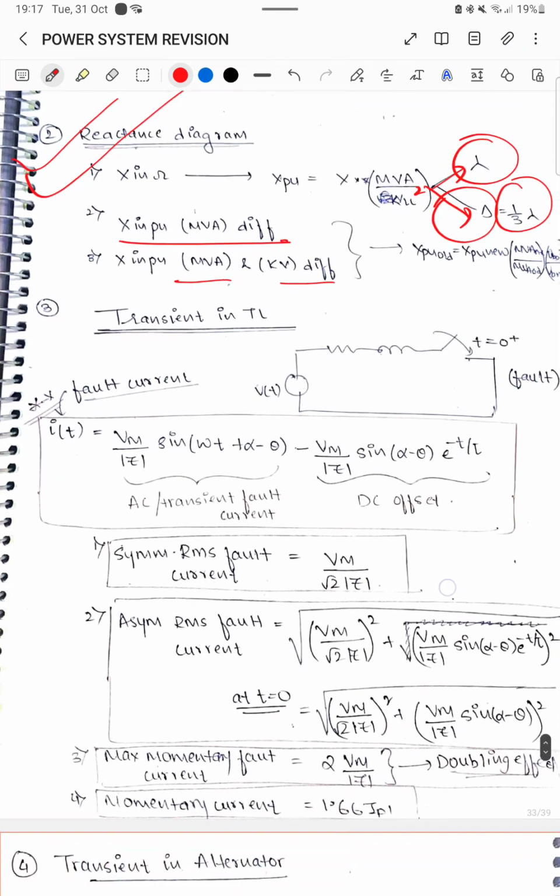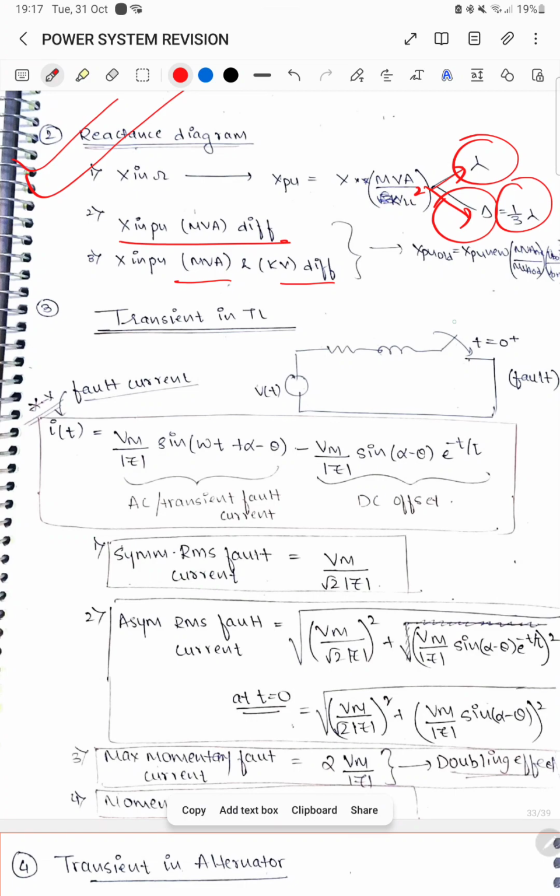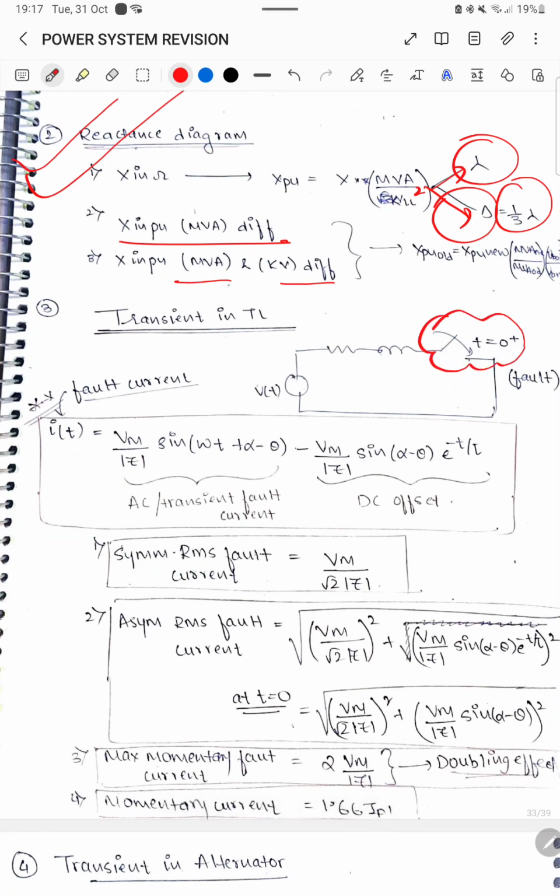Okay, so transient in a transmission line is the same as an RL circuit. We saw the transient-free circuit. So here the fault current will comprise an AC current, that is the fault current, and a DC offset. So the AC would be what? Vm upon mod Z sin(omega t plus alpha minus theta), minus the DC offset. The DC offset is nothing but Vm upon Z sin(alpha minus theta) e to the power minus t by tau.